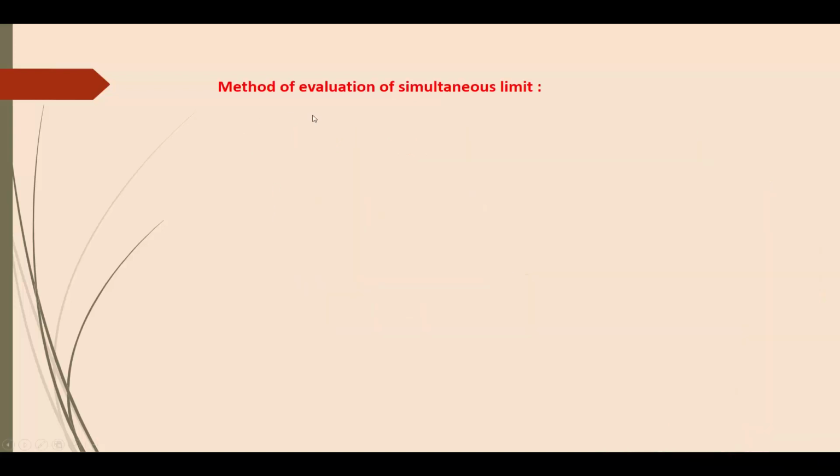Method of evaluation of simultaneous limit. Choose different paths to evaluate the limit. Number 1, first choose the path x-axis, that is y equal to 0. Means in the given limit, first put y equal to 0 and evaluate the limit.